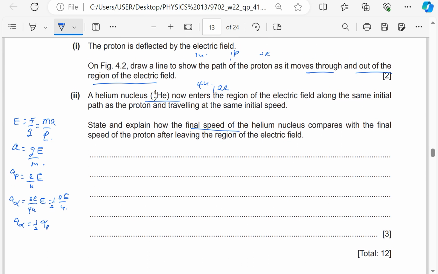So to start, I'll start with talking about the charge and the mass. So I'll say the charge of helium is twice that of proton, but its mass is 4 times the mass of a proton.